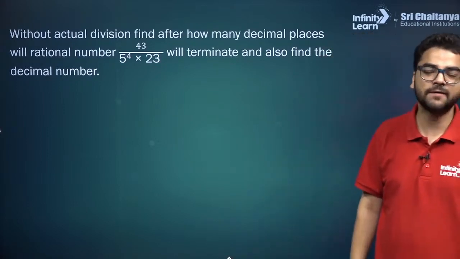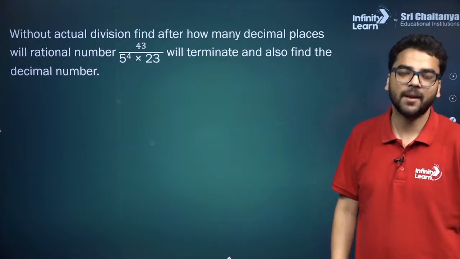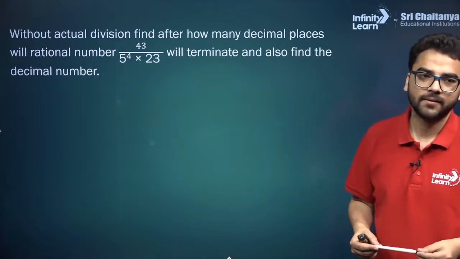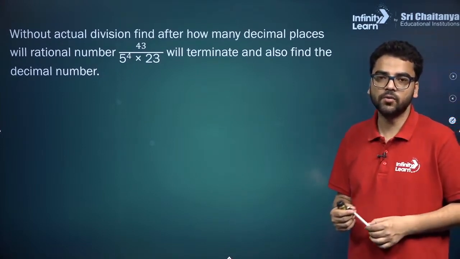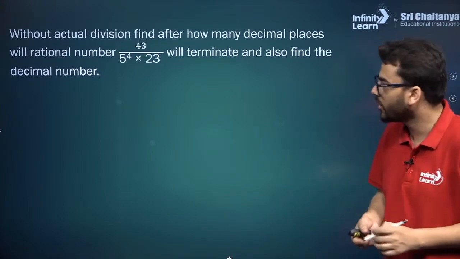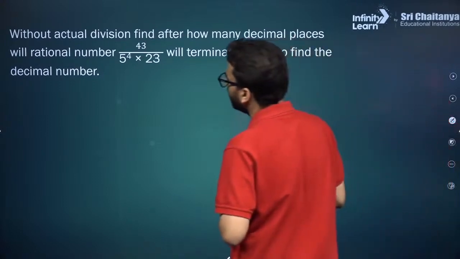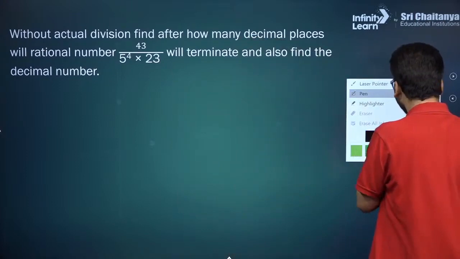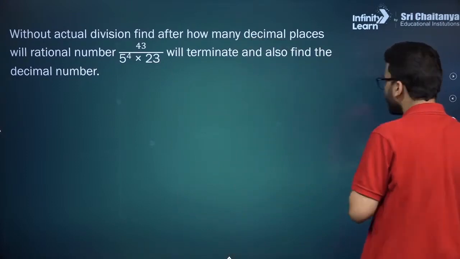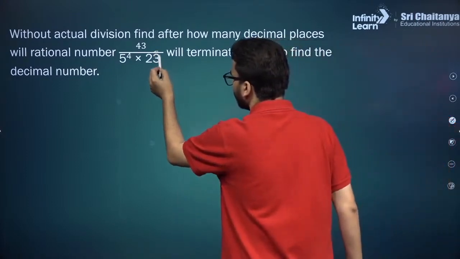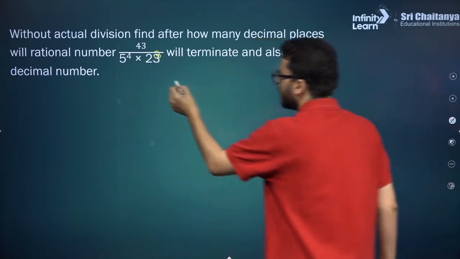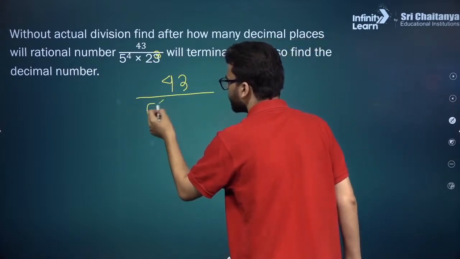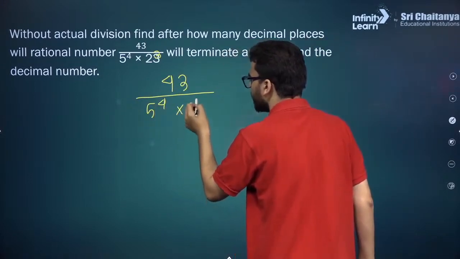After how many places of decimal will this terminate? Can you tell the answer over here? You don't have to actually divide. There is a mistake over here. It is 2 raised to the power 3 in the denominator, not 23. The number is 5 raised to the power 4 into 2 raised to the power 3.